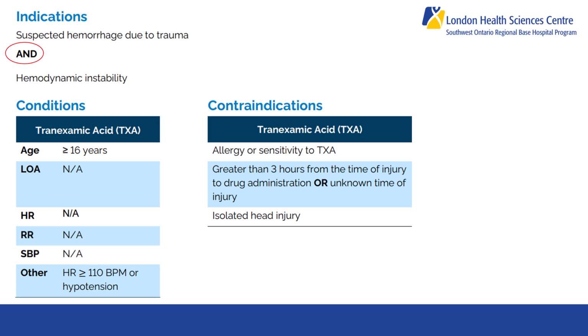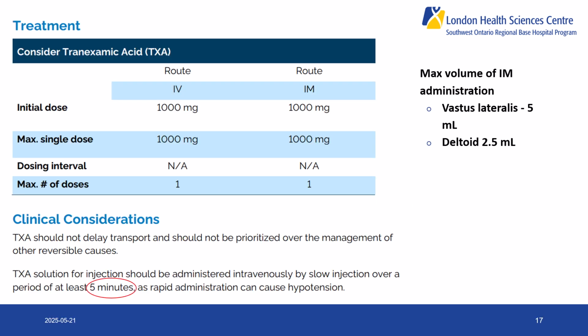Contraindications are known hypersensitivity to TXA, greater than 3 hours from time of injury to drug administration, or unknown time of injury. The rationale for this time frame stems from the CRASH 2 trial that showed an increase of thrombolytic events were a possibility. And lastly, isolated head injury. The rationale for this being the CRASH 3 trial, which showed no benefit to patients in the setting of an isolated head injury. Under treatment, you will note 2 routes of administration: IV and intramuscular for both PCPs and ACPs.